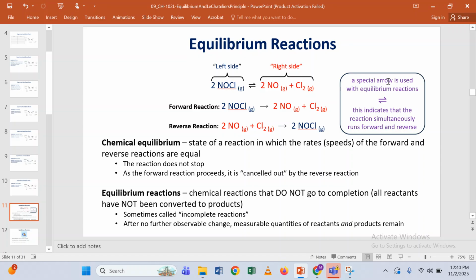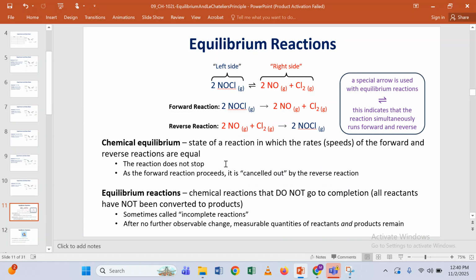A special arrow is used with equilibrium reactions, which is this double-headed arrow, and this indicates that the reaction simultaneously runs forward and reverse. Now, chemical equilibrium, which is what you're seeing, the double-headed arrow, is a state of a reaction in which the rates, speeds, of the forward and reverse reactions are equal.